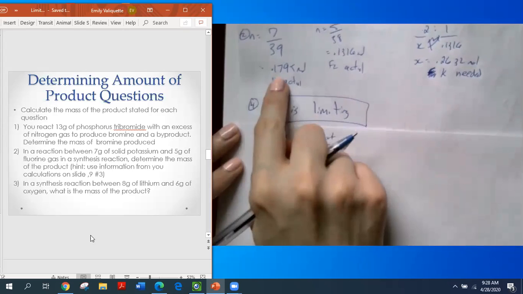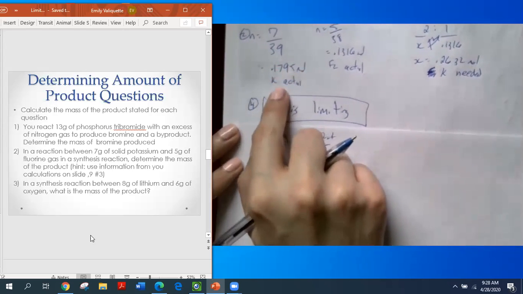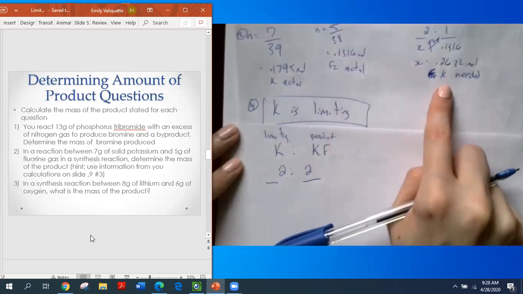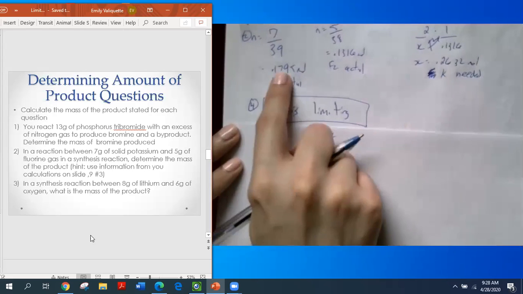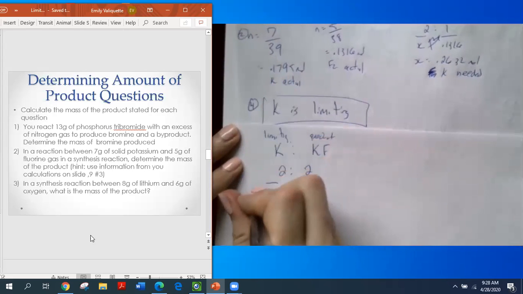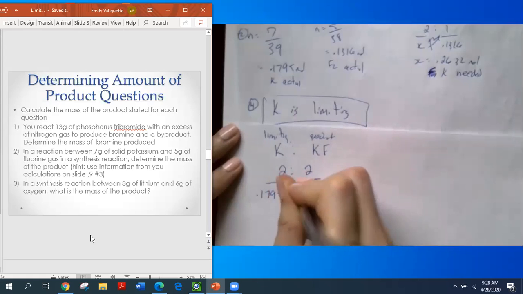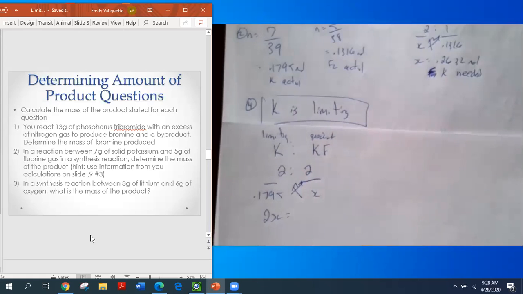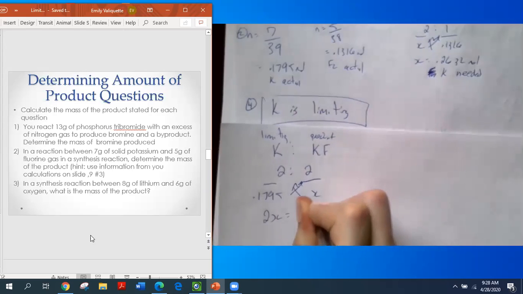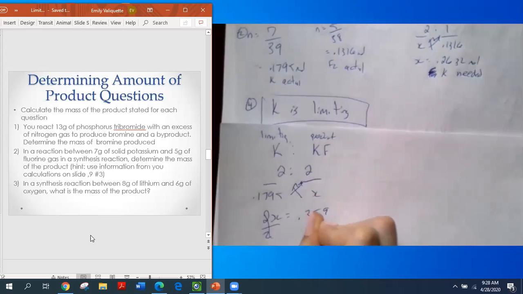And then I'm going to plug in, again, the actual moles of potassium, not the moles of potassium that I need, the actual moles of potassium. So 0.1795 and X, and then we cross multiply to get 0.359, and then we divide.